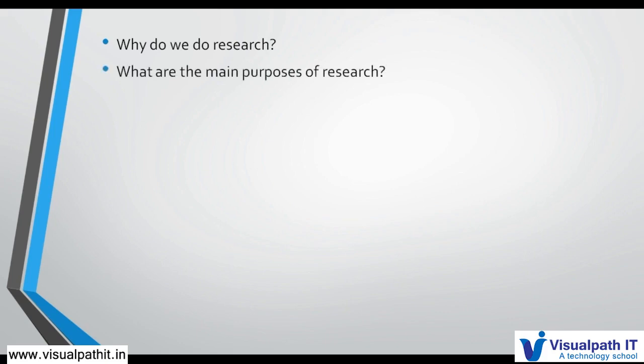Let's understand what the main purposes of research are. Research is basically done for two purposes: to understand the world around us, or why things or processes work the way they do, and to understand the application of these processes. In other words, either pure research or applied research is carried out.